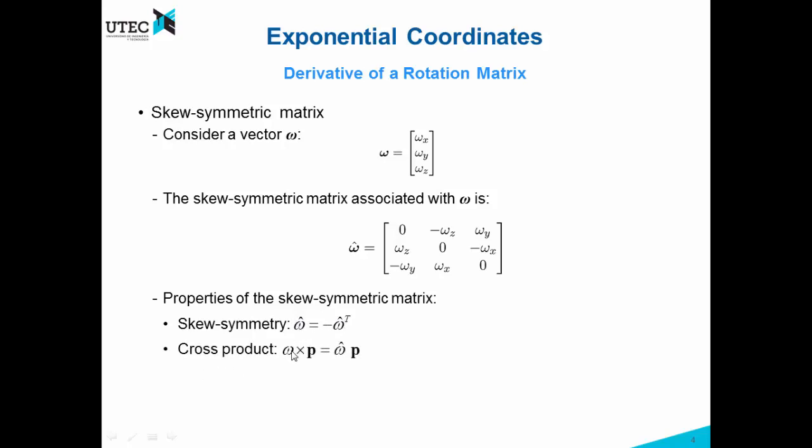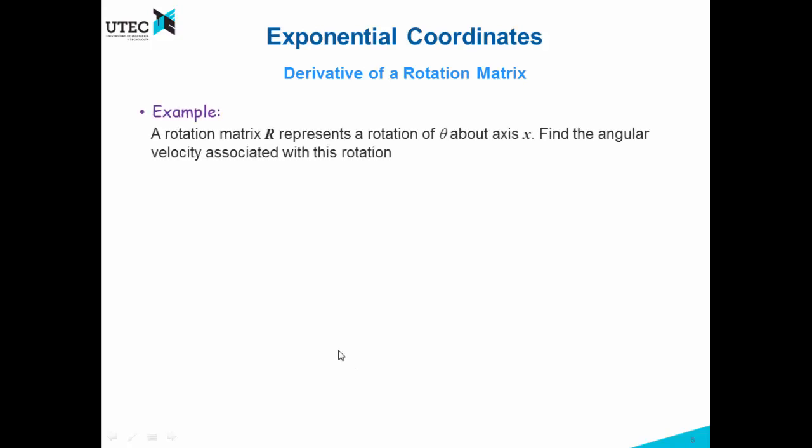It says that the cross product between this omega vector and a vector p is equal to the matrix form, this matrix, times this p. So this is a matrix multiplication, but this is a cross product. The advantage of using the matrix multiplication is that we can use all the elements of linear algebra here. Let's see an example. A rotational matrix represents a rotation of theta about axis x. We want to find the angular velocity associated with this rotation.